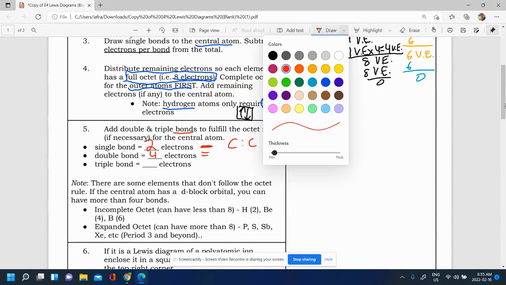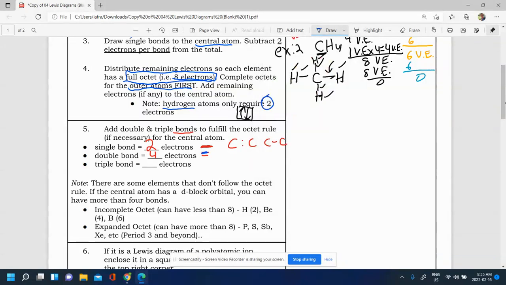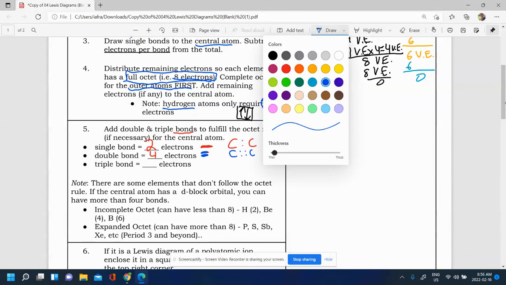Let's do it in a different color so we don't get confused there. It's a double line instead of a single line, and so it might look like this. You have 4 electrons here, but we represent it by these lines instead. And these bonded electrons are shared between two atoms.